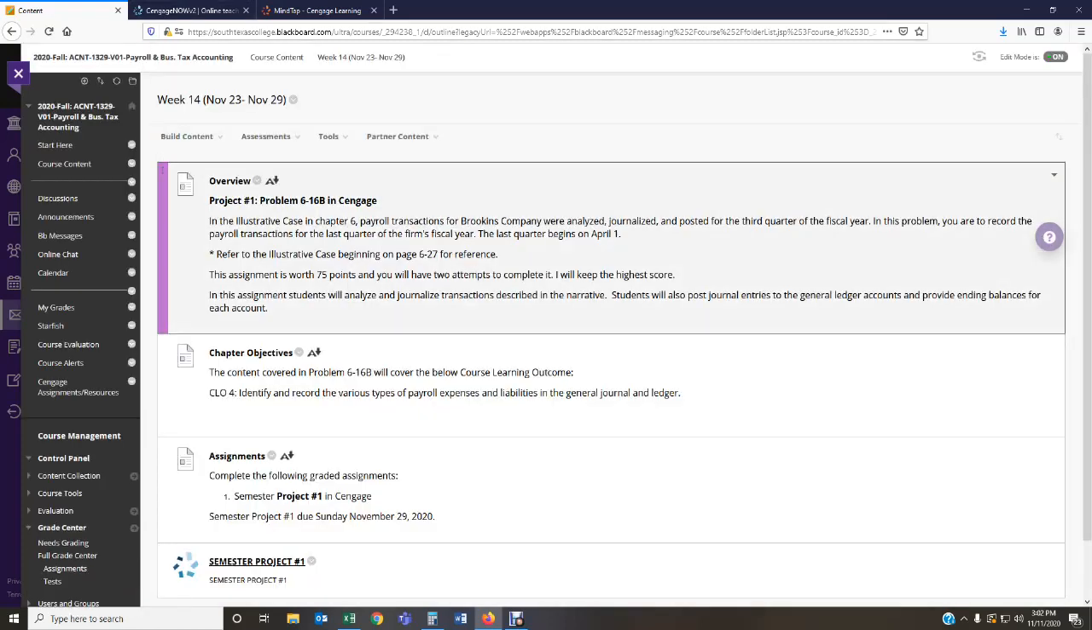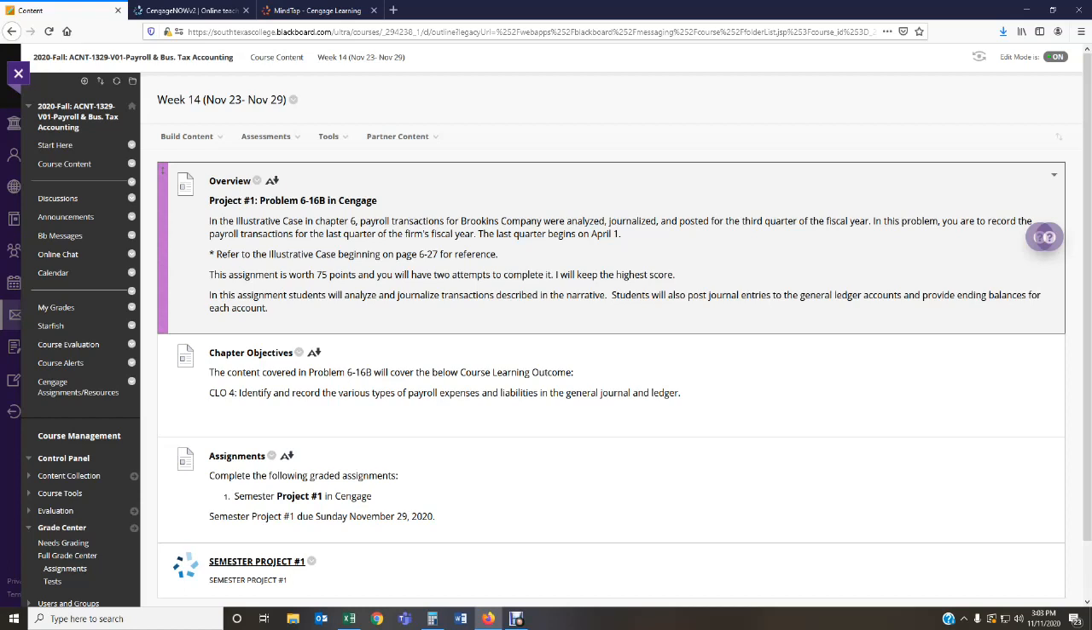So this particular project deals with an illustrative case as provided to you in chapter 6. And they give you a lot of information that you can use for reference to complete the project. So the problem that you're going to be working on is problem 616B from your book. There's an illustrative case that you're going to be utilizing on page 627 of your textbook for reference. And this assignment is worth 75 points. You have 2 attempts to complete the project, and I'm going to keep the highest score like always. So it's very important that if you don't perform well on the first attempt, you use the second attempt provided to try to improve your grade overall.